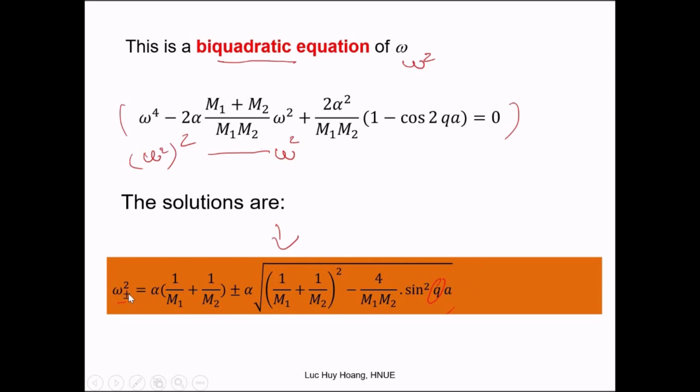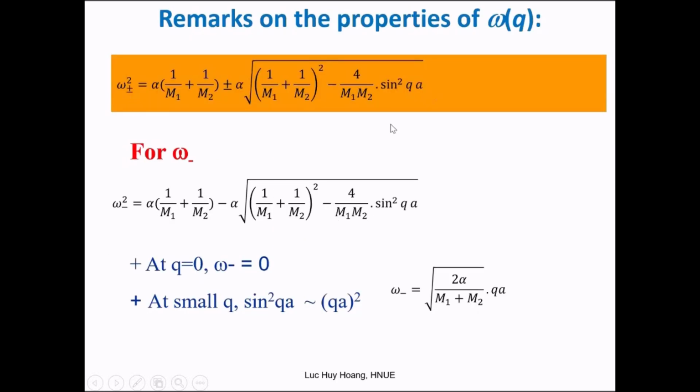And remember that we have the two values, plus and minus, right? Plus and minus right here. Okay, we talk about omega minus first. Omega minus square, you take this one. Because there is minus here, we take the minus equation to this, and now we become this equation. Okay. Now we consider some specific points.